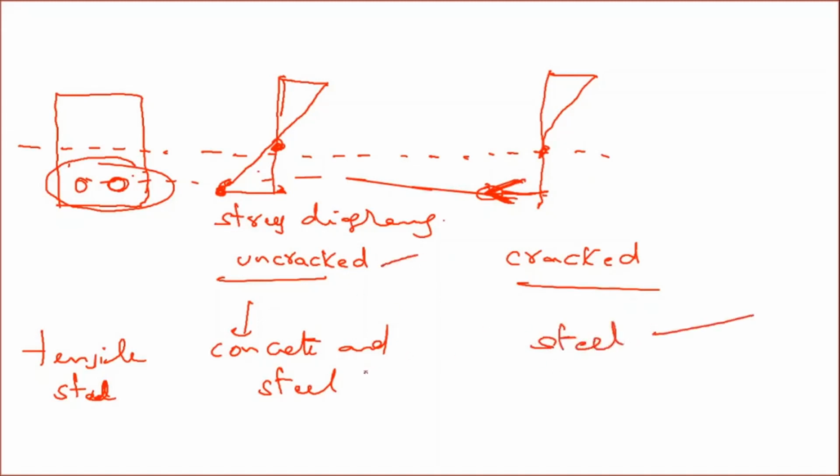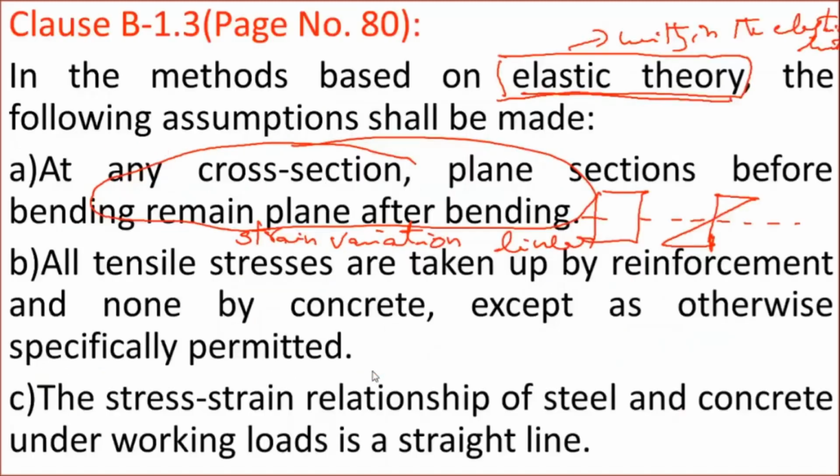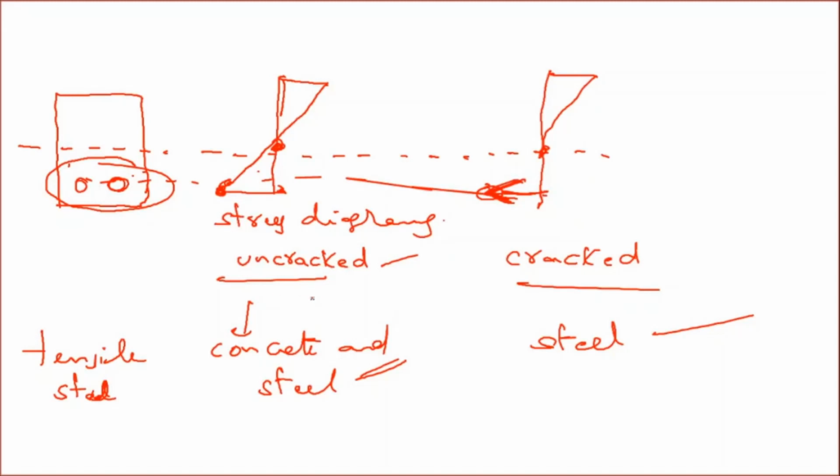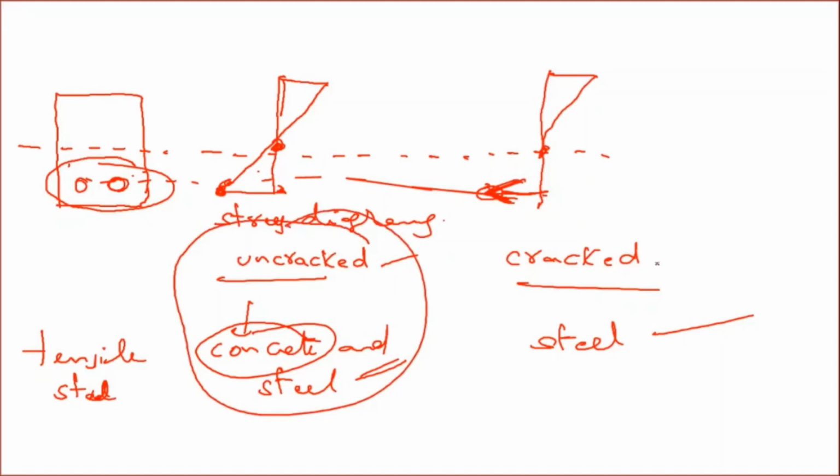In case of the uncracked section, both concrete and steel carry the tensile stresses. Now the point is, all tensile stresses are taken up by reinforcement and none by concrete except as otherwise specifically permitted. That specifically permitted condition is the uncracked condition. If it is the uncracked condition, then it will be taken by concrete also. But unless it is mentioned as an uncracked section, you have to assume that only reinforcement carries the tensile stresses.